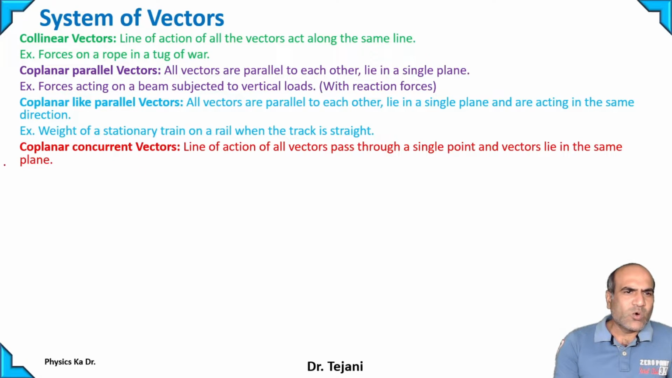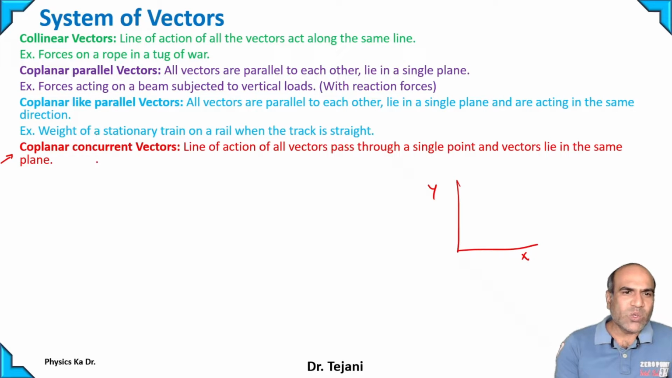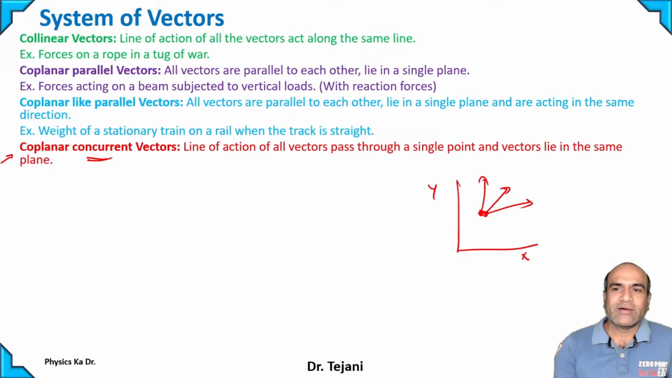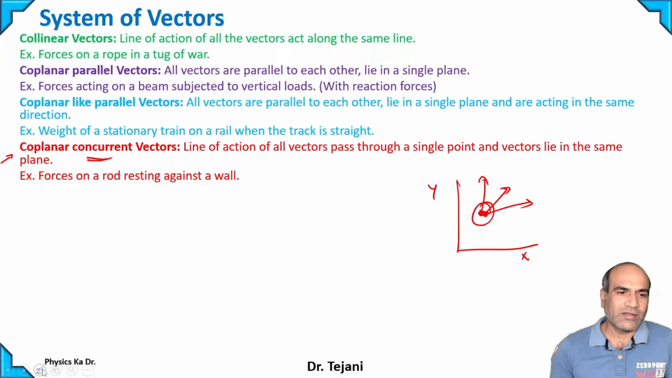The next is coplanar concurrent. Again, coplanar means a single plane, xy. What about concurrent? Concurrent means all the forces are pointing, or you can say passing, through a single point. All must pass through a single point. So the lines of action of all vectors pass through a single point, for example forces on a rod resting against a wall.